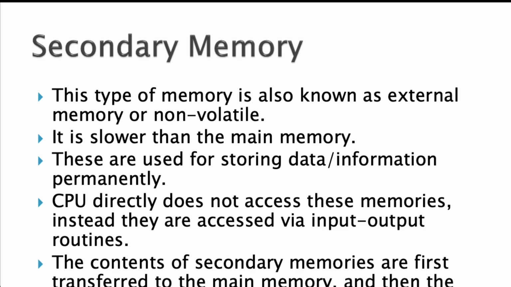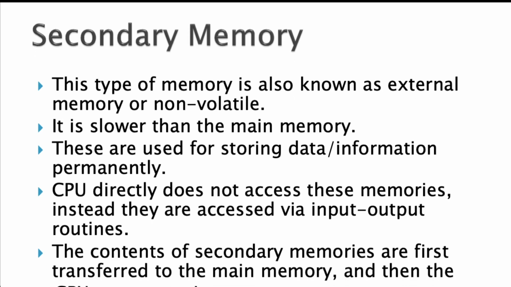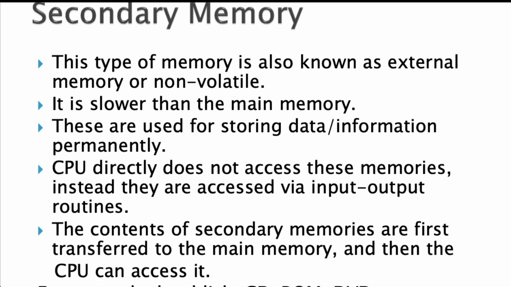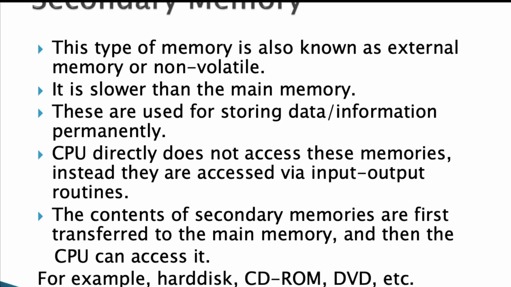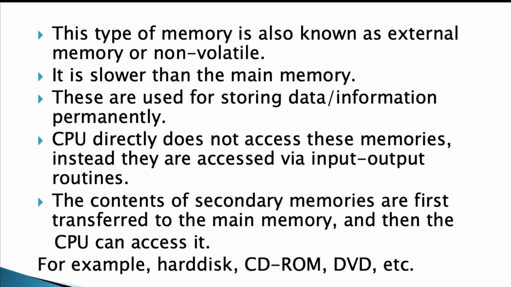So a CPU cannot directly access this secondary memory. It will make use of what are called input-output routines in order to access the secondary memory. Whenever you have data that resides in the secondary memory, it needs to be transferred to the main memory, and only then the CPU can access it. Some typical examples of secondary memory are hard disks in your computers, the CD-ROM that you use, DVDs, and all these things come under the category of secondary memory.